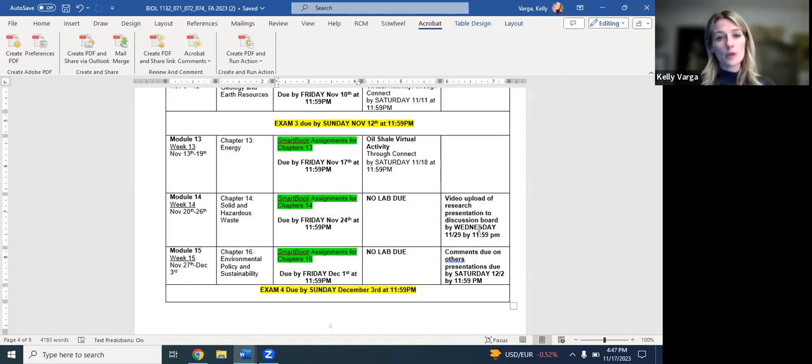It gives you a little bit more time. Please note, though, the rest of the schedule has not changed. You will finish the last week of classes with chapter 16. You will need to comment on 2 other student presentations, which we'll walk through in just a second. And then you will take and finish your last exam by Sunday, December 3rd.